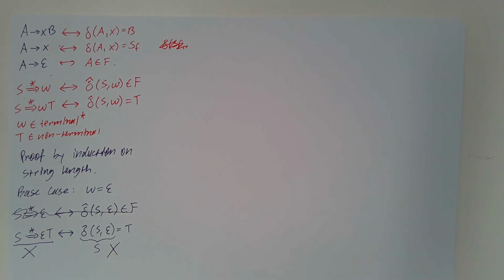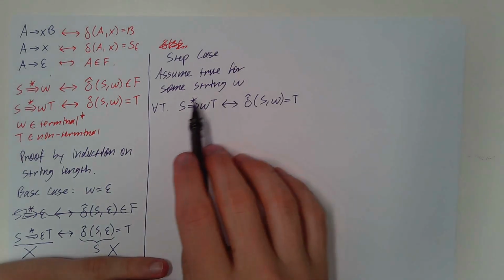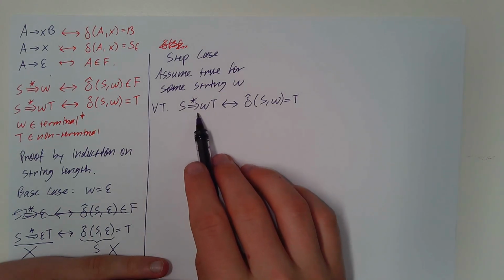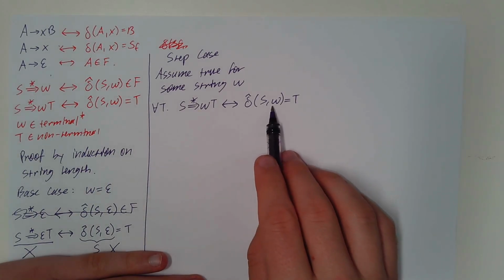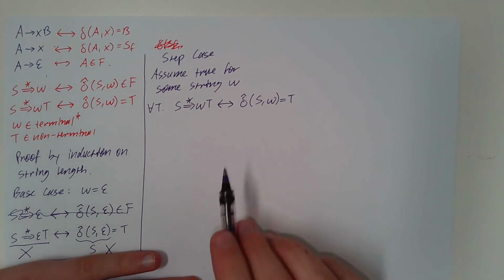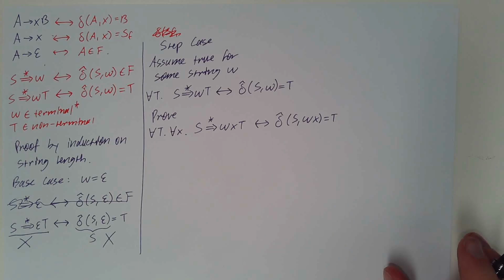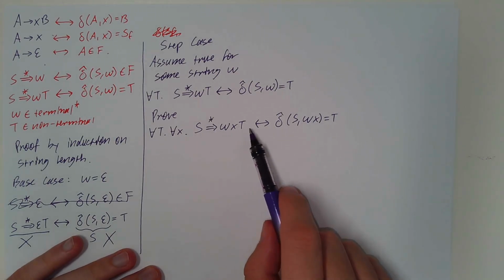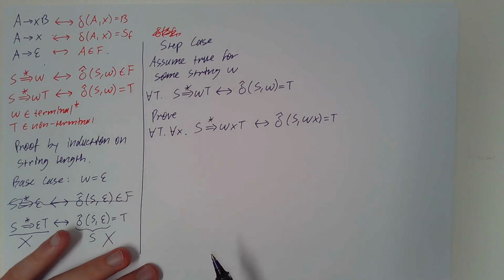Now let's have a go at the step case. We assume the property is true for some string W. That is, for all non-terminal symbols T, S can derive WT if and only if from the starting state, reading W takes you to the state T. Then we prove the property for W with an extra character bolted on. That is, for all non-terminals T and all terminals X, S can derive WXT if and only if from the starting state, reading WX takes you to the state T.